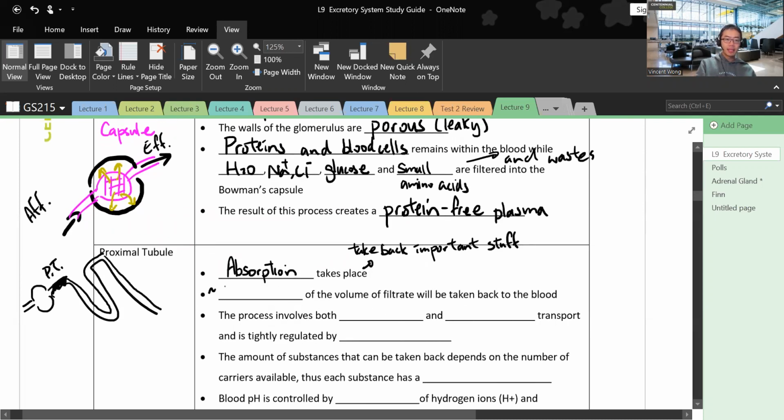So approximately 60 to 70% of the filtrate will be returned to the blood at this point. Okay, so everything that came out in the first step, we're going to take back 60 to 70% of it. This process involves both passive and active transport, and it is tightly regulated by hormones.